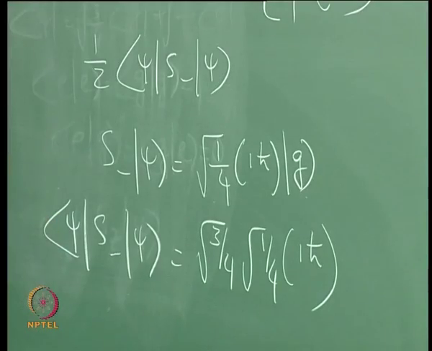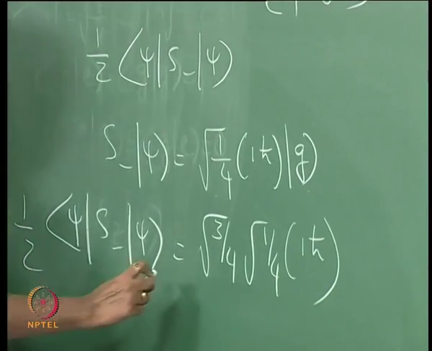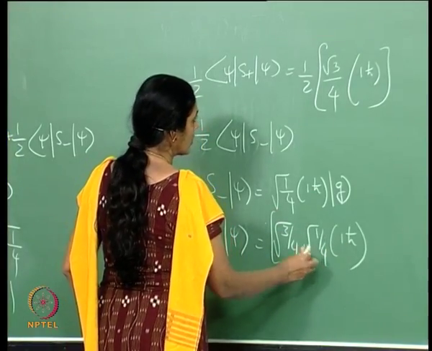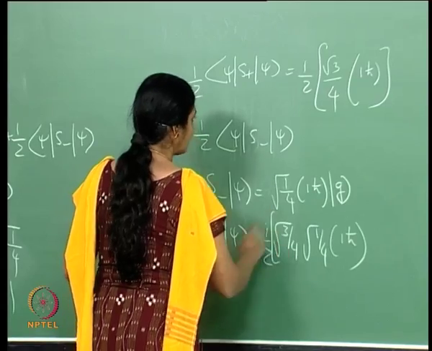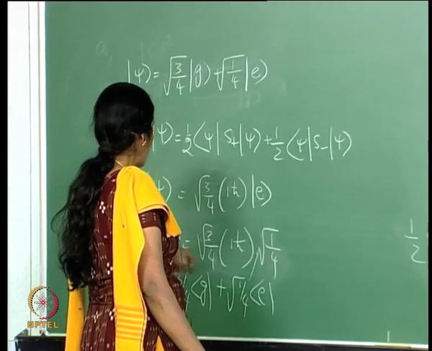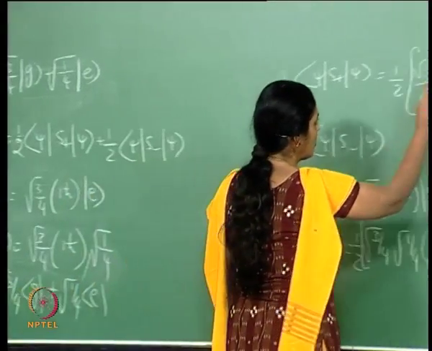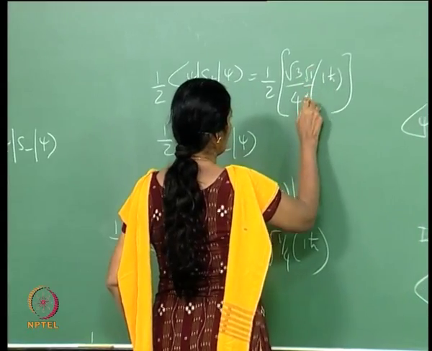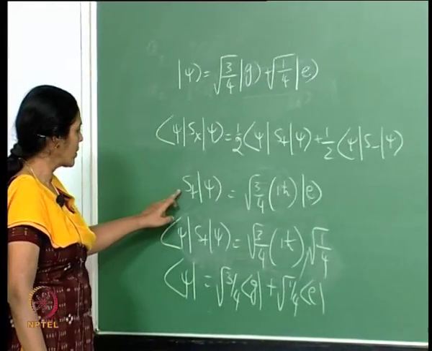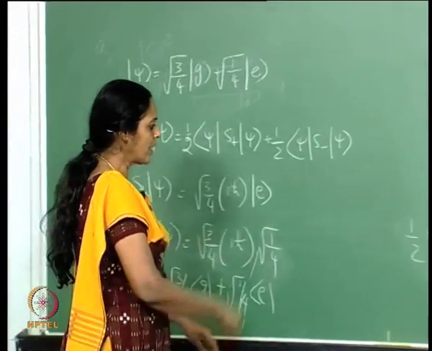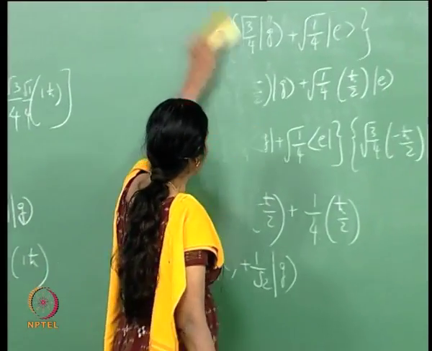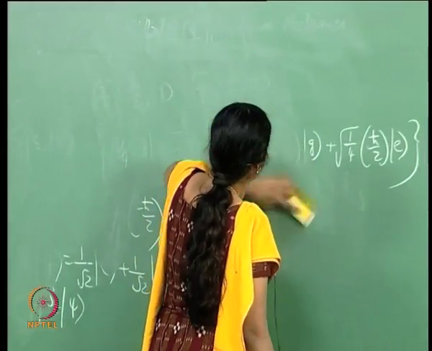Of course, if I want to do half of this, that simply tells me that I have an answer which is half of that object. I believe here psi s plus psi has a root 3 by 4 times a root 1 by 4, so I should put that down. So that is what I have. I have psi s plus psi and psi s minus psi with a factor of half. The two of them can be added together to give me the expectation value of Sx in the state psi.